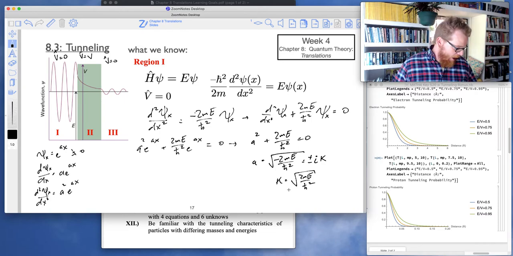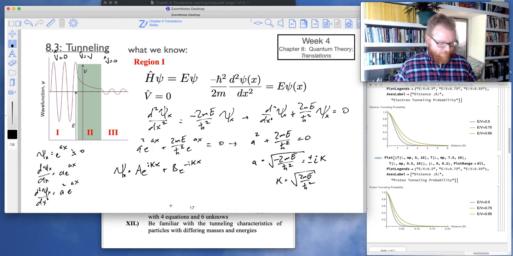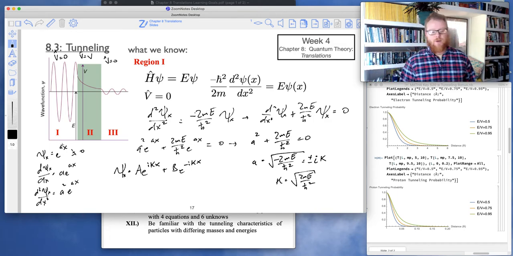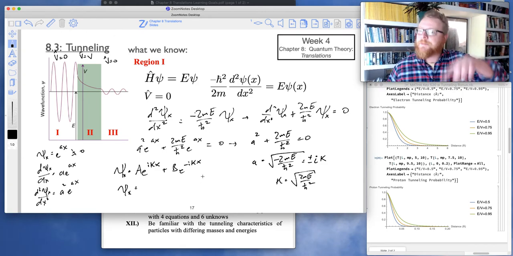So what that means now is we can say that psi of x is going to equal some normalization constant A e to the ikx, plus some other normalization constant B e to the negative ikx. And so this is our classic general solution for region 1, where we know this is A e to the ikx and B e to the negative ikx. Those describe a wave function that is a combination of sines and cosines. So it's a wave. It describes an oscillatory pattern.